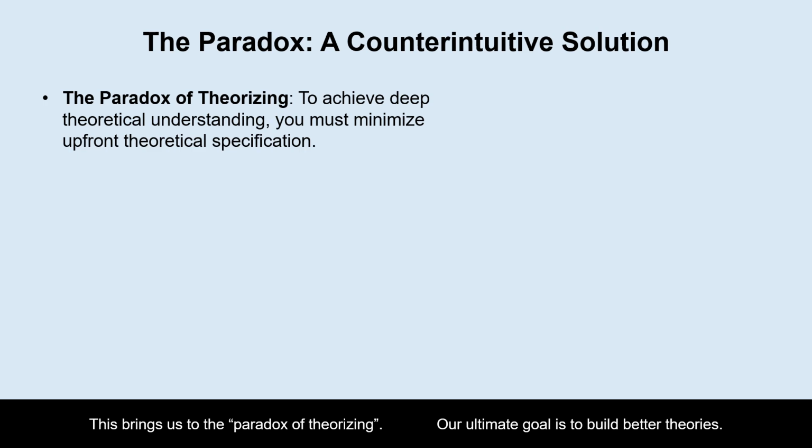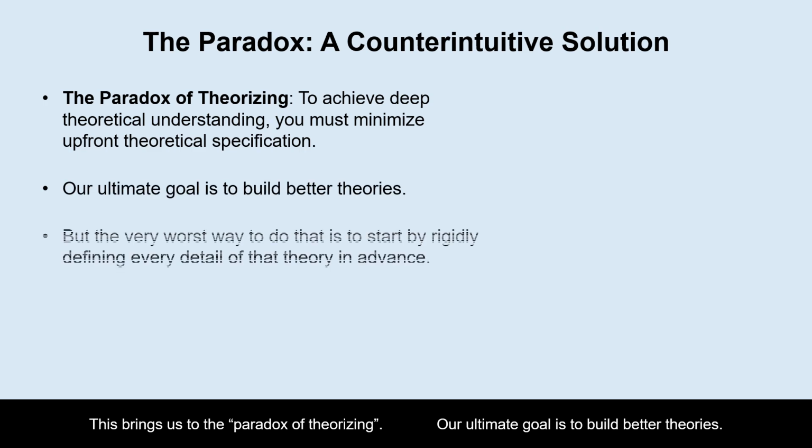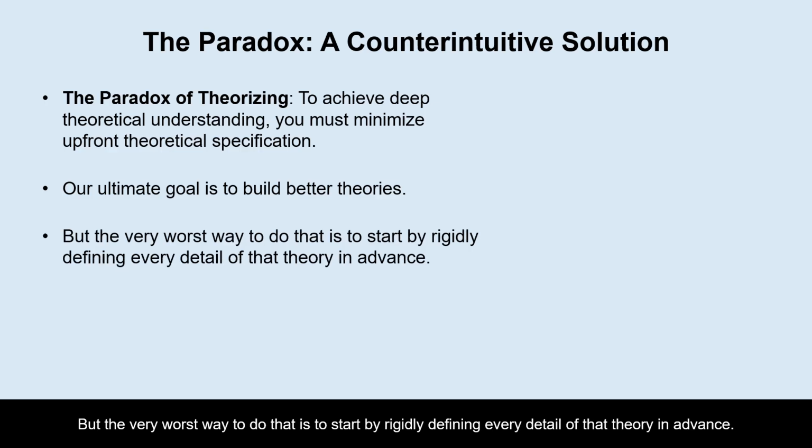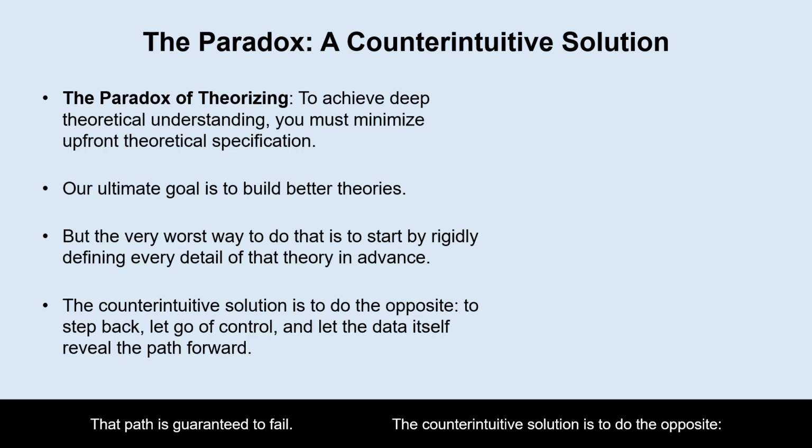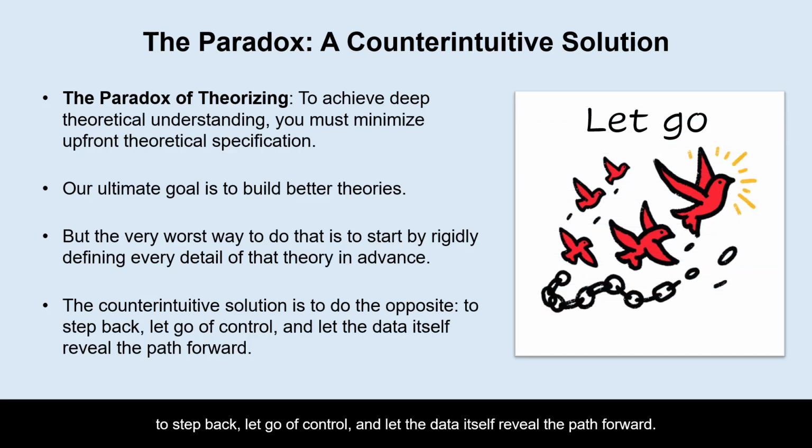This brings us to the paradox of theorizing. Our ultimate goal is to build better theories, but the very worst way to do that is to start by rigidly defining every detail of that theory in advance. That path is guaranteed to fail. The counterintuitive solution is to do the opposite, to step back, let go of control, and let the data itself reveal the path forward. This isn't abandoning theory, it's actually the smartest, most efficient strategy for building it.